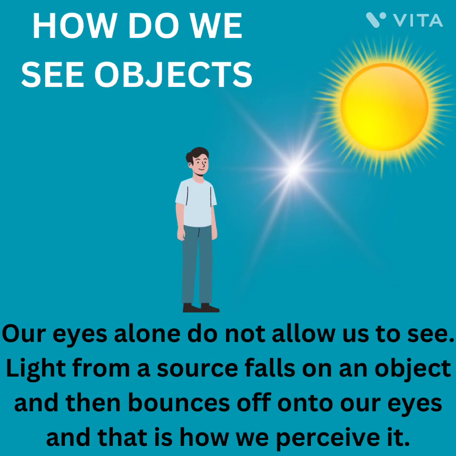So how do we see objects? It is a major thing. Now let's discuss it. Our eyes alone do not allow us to see. Light from a surface falls on the object and then bounces off onto our eyes, and that is how we perceive it. That means our eyes alone cannot see light.